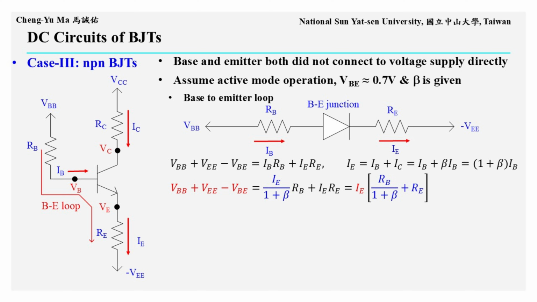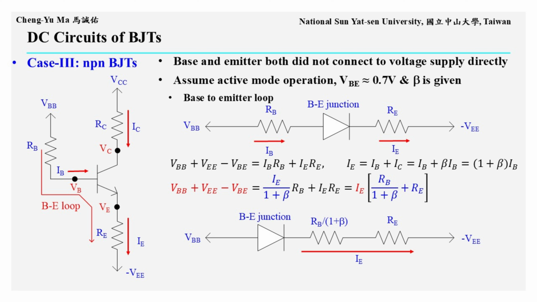The same idea can also be applied in the opposite direction. Instead of expressing the loop current in terms of IB, we can write IB as IE divided by 1 plus beta. After factoring out IE, the total resistor voltage becomes IE multiplied by the quantity RB divided by 1 plus beta plus RE. This means the base resistor can be reflected to the emitter side by dividing RB by 1 plus beta.